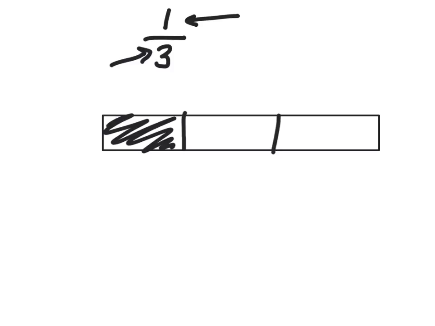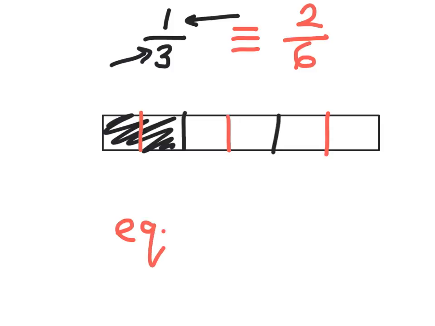So I have to do the same to all the pieces. If I cut each of these pieces in half, I haven't just got 1 shaded, now 2 are shaded, but it's out of 6. Now these are worth the same amount, they're equivalent. 1/3 is equivalent to 2/6, and these are called equivalent fractions.